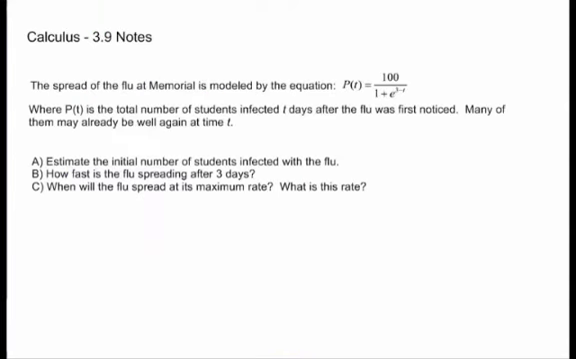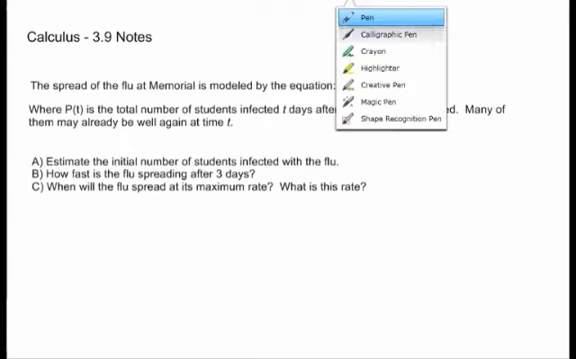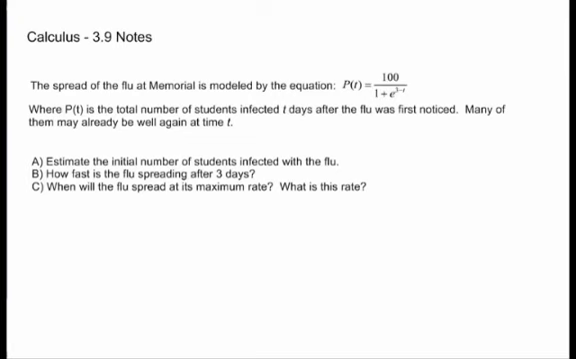Okay, so we're going to check out how the flu spread at Memorial, and we've got an equation for this. P of t equals 100 over 1 plus e to the 3 minus t power. So we want to estimate the initial number of students infected with the flu. Basically, we want to know what's going on that very first start day. So when t equals 0, that's when we can figure out how many kids were initially caught with the flu.